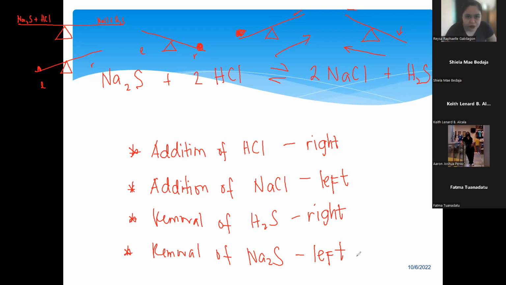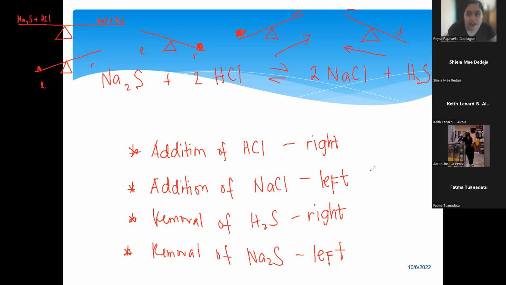The best way, for me, to really answer this one for the change of concentration is to draw. You illustrate which side is heavier because of the addition of concentration, and the reaction will shift on the opposite side, either to the right or to the left.